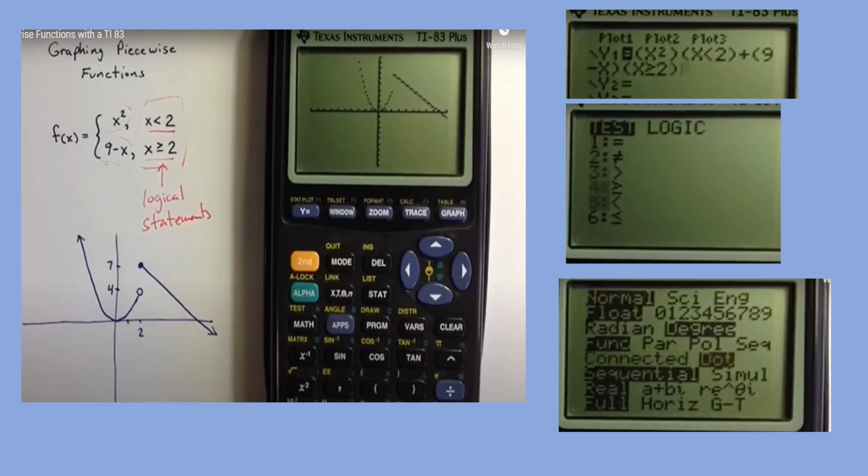So this video helped us to understand what a function is, how to graph it, the various types of functions and how the graph looks, and how to graph that using a graphing calculator. Hope this video was helpful.